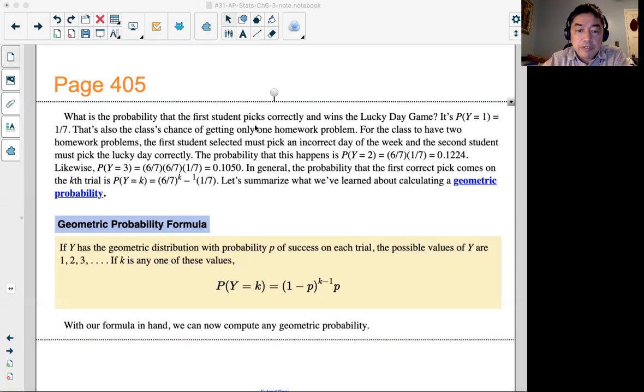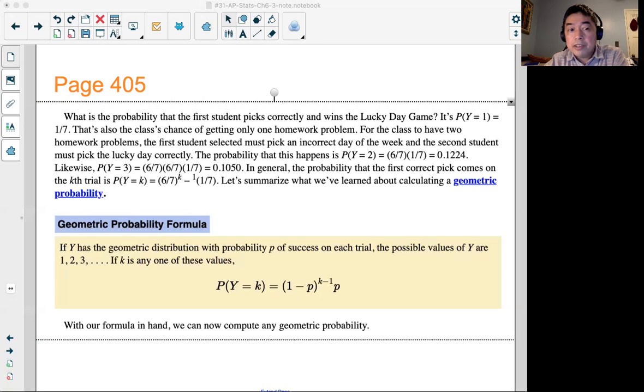So it's failure times failure times success, 1 divided by 7. That's about 10%, right? 10.49%. Okay.